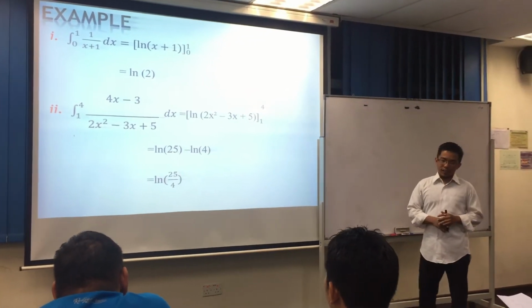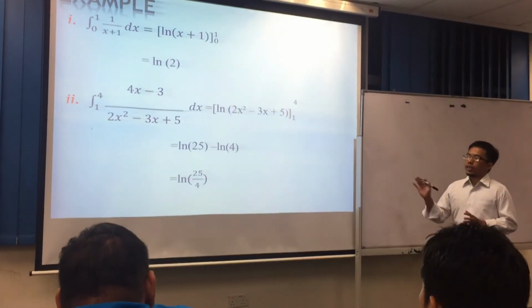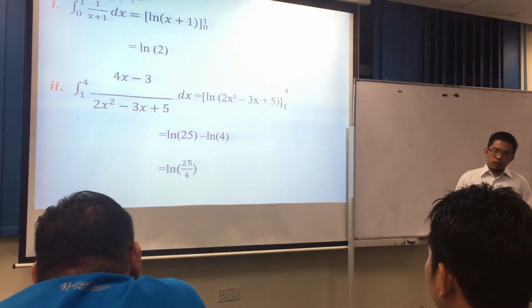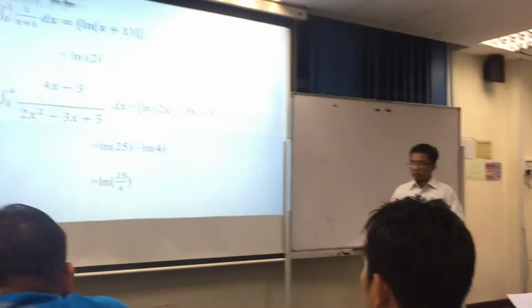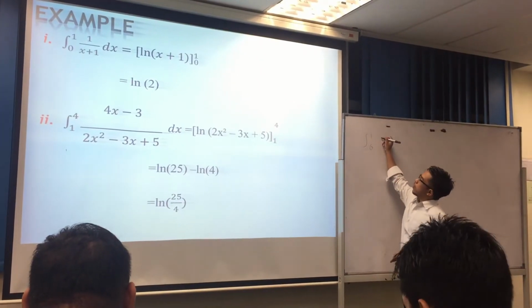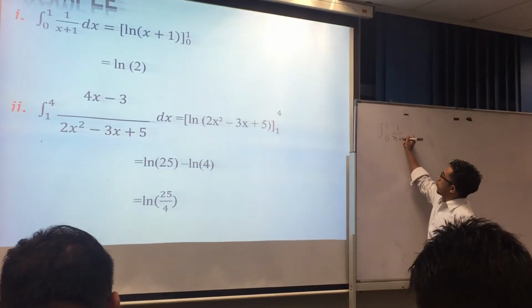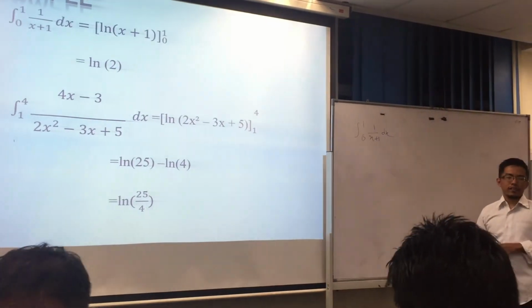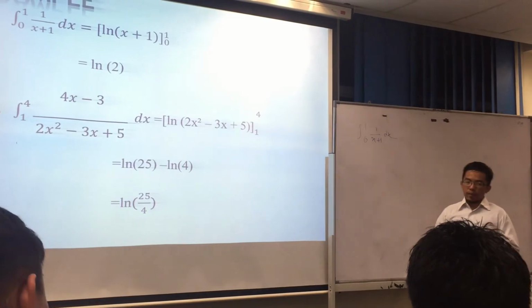This is the definite integral of the natural logarithmic function. This is also available in your notes. The first one is the integral from 0 to 1 of 1 over x plus 1 dx. Okay, so how do we solve it?